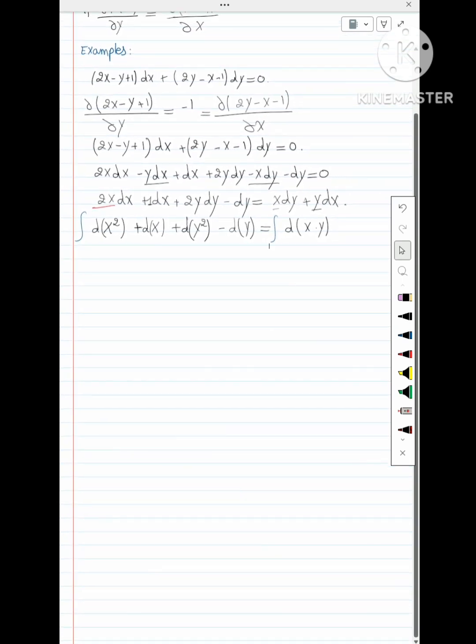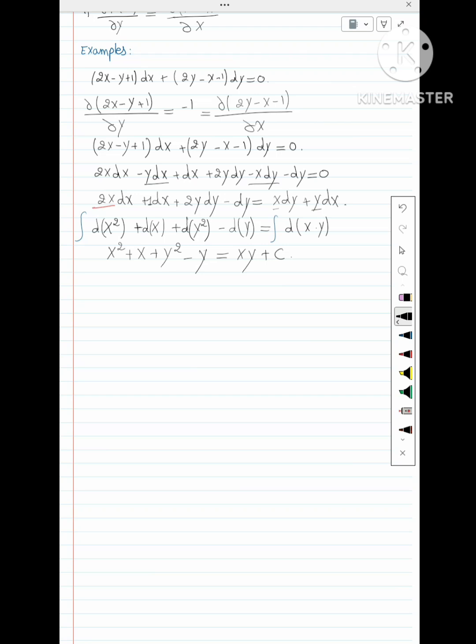By integrating, we will get x squared, since the derivative and the integration cancel out. So it's going to be x squared plus x plus y squared minus y equal to xy, and we don't forget c. So this is our solution for this equation. I think everything is clear. We are going to see some more examples to make things clear.